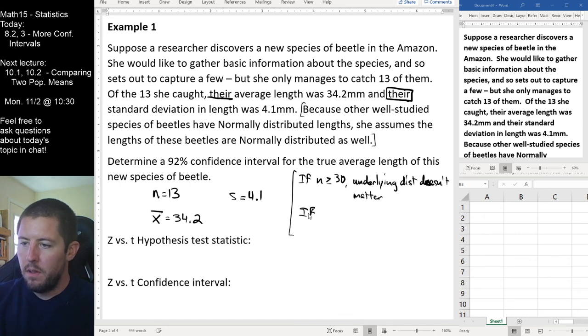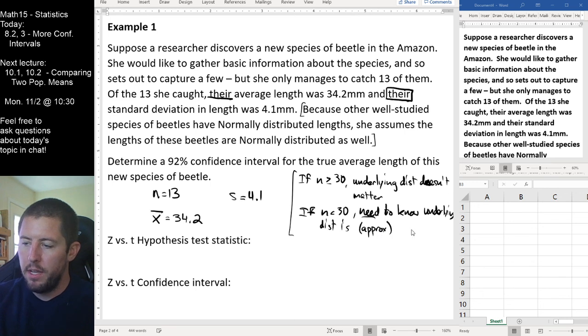If n is less than 30, need to know underlying distribution is at least approximately normal.